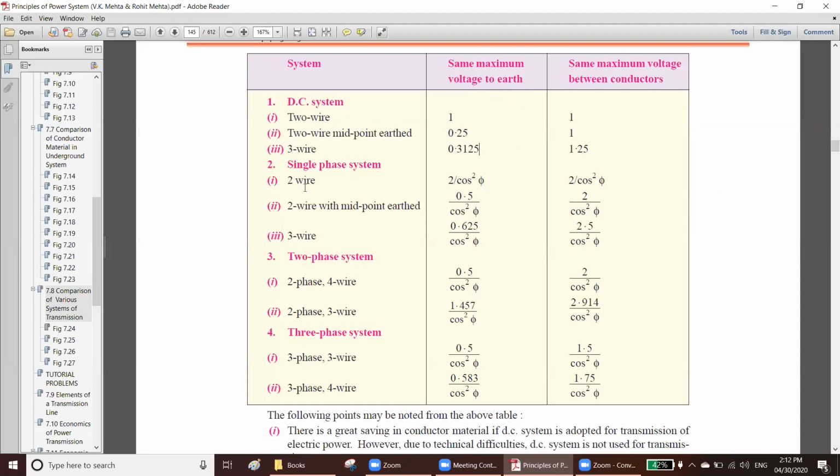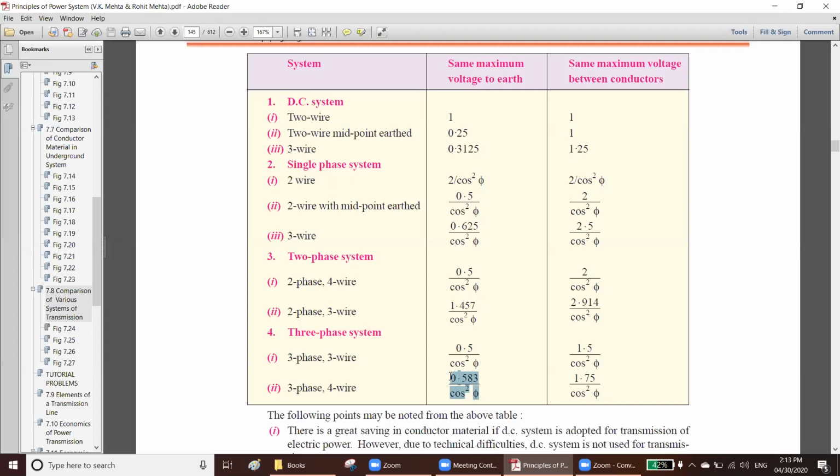Then we have done the single phase 2 wire system, that was 2 divided by cos square phi, times k. Obviously there is k, but we will not write the k. Here is just comparison. The next one is 3 wire 3 phase system, right? 0.5 divided by cos square phi, k. So this is the whole comparison in one table, so you can understand which one you will go for. If you use 3 phase 3 wire, it is 0.5 divided by cos square phi. If you use 3 phase 4 wire, it is not that big. It's 0.583, 0.5 and 0.583. It is not that big. You can even use this one as well.